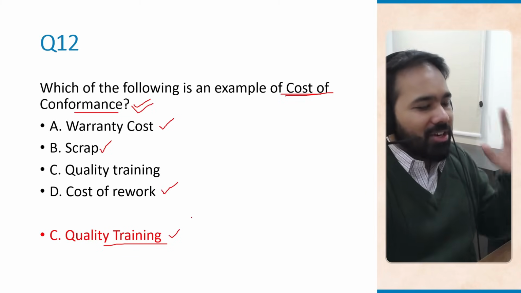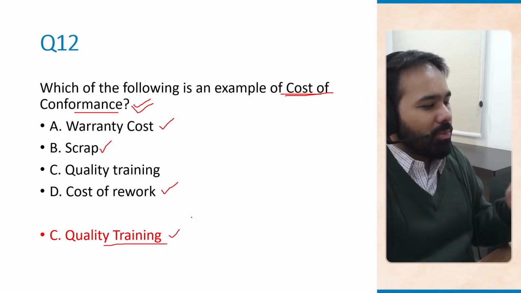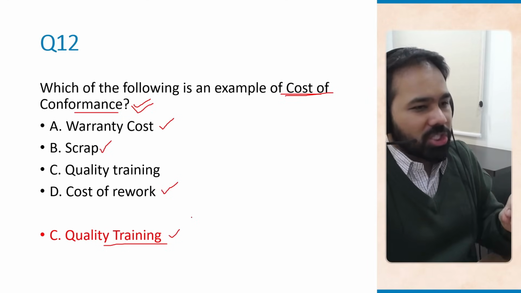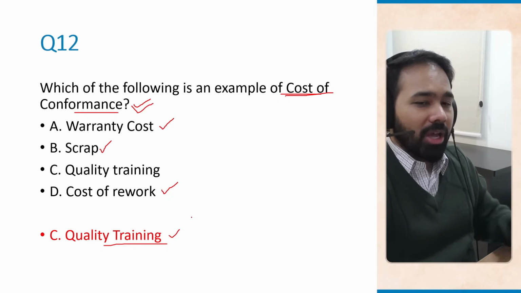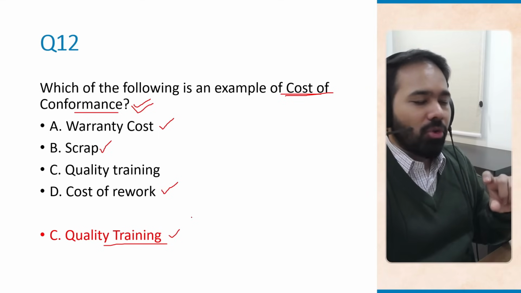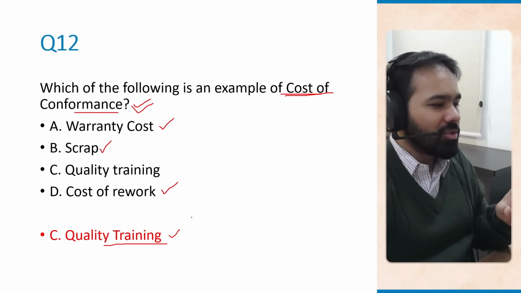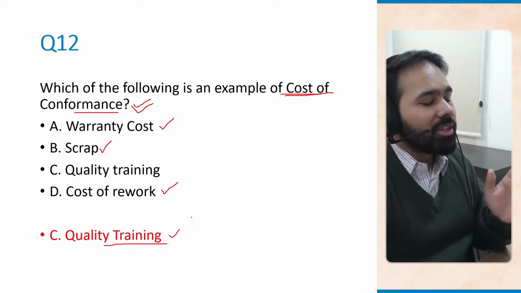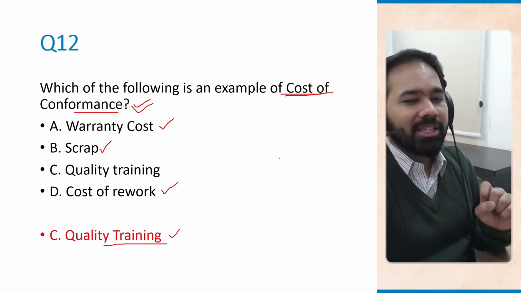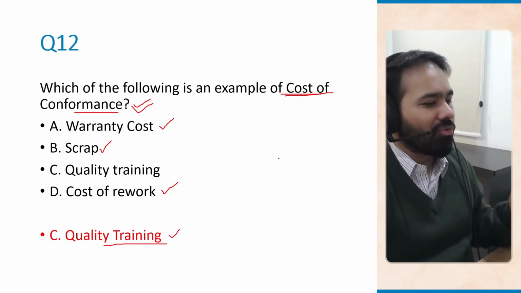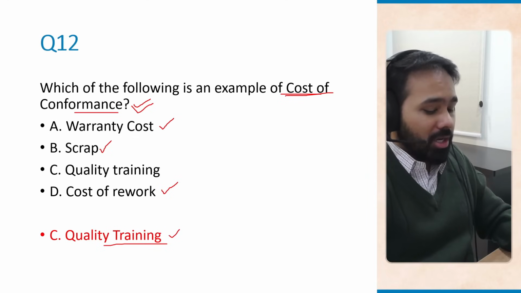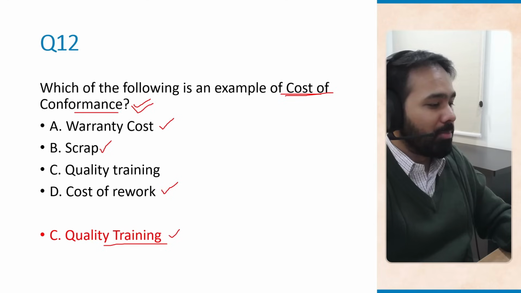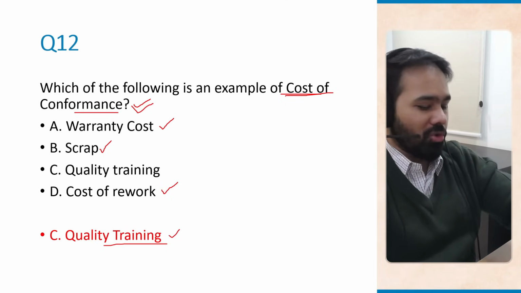Wherever you see conformance, that means prevention and appraisal costs. Wherever you see non-conformance, that is internal and external failure costs. Now, these two concepts, cost of conformance and cost of non-conformance, are part of the cost of quality. In fact, these two make up the cost of quality, COQ, which will be linked below if you want to check and know more about the cost of quality.